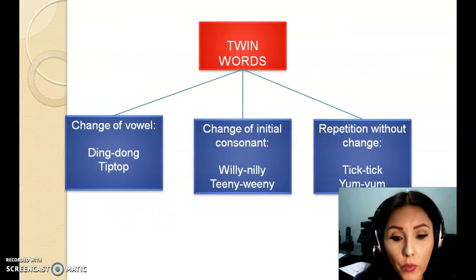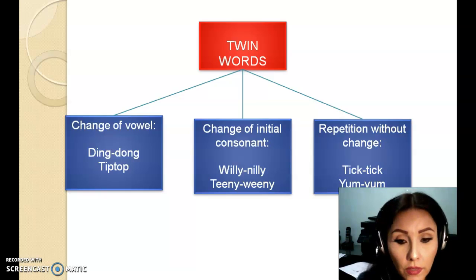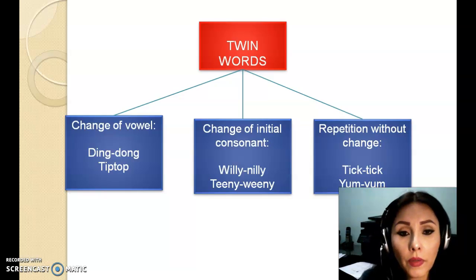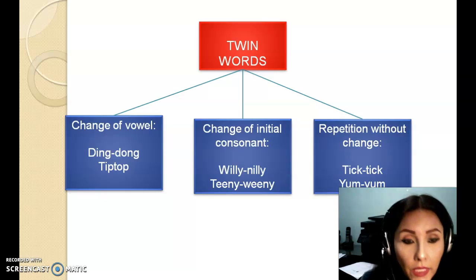As I told you before, the result of the reduplication process is called twin words. And here we have three types. The first one is change of vowel, like in ding dong, tip top. The second one, change of initial consonant, like willy nilly, teeny weeny. And finally, repetition without change, like in tick tick and jump jump.